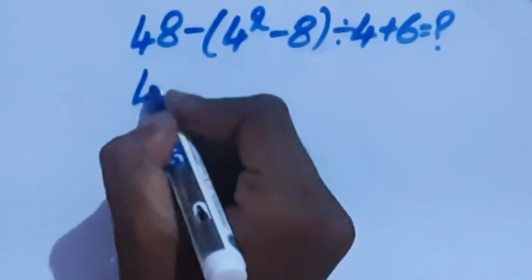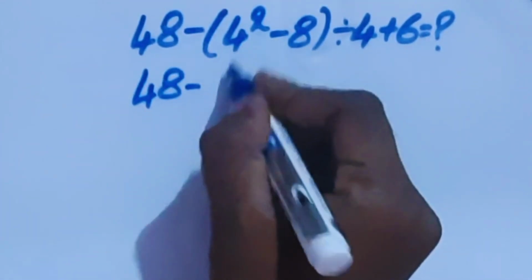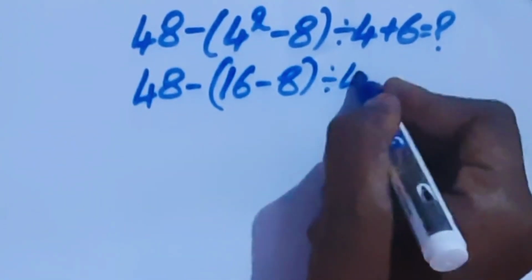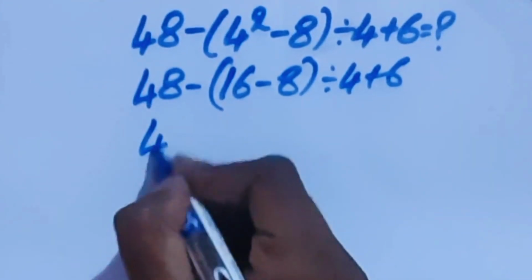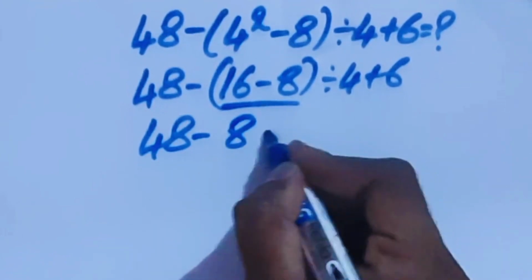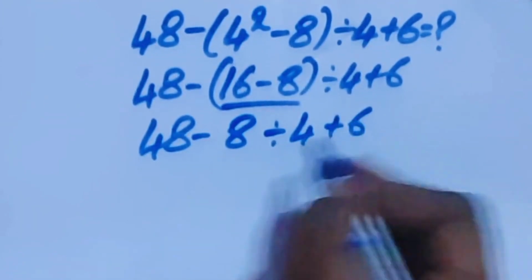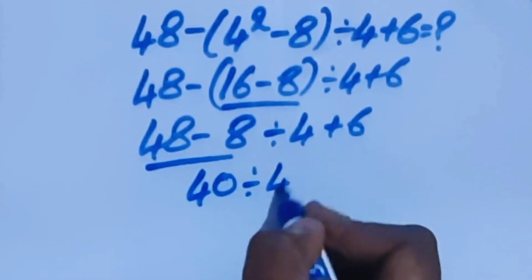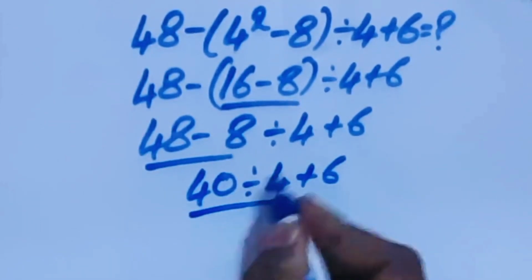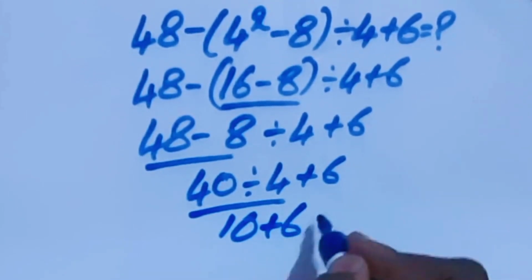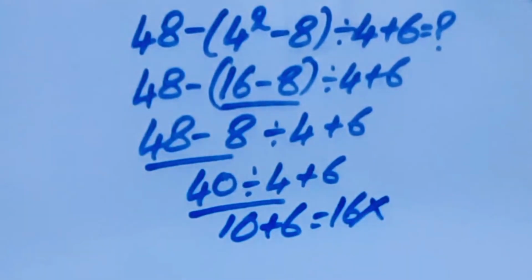Hi guys, here 48 minus, here 4 square is 16 minus 8 in bracket divide by 4 plus 6. Here 48 minus, here 16 minus 8 is 8 divided by 4 plus 6. Here 48 minus 8 is 40 divided by 4 plus 6. Here 40 divided by 4 is 10 plus 6. Here 10 plus 6 is 16, which is the wrong answer. As per this order of operation, this 16 is the wrong answer.